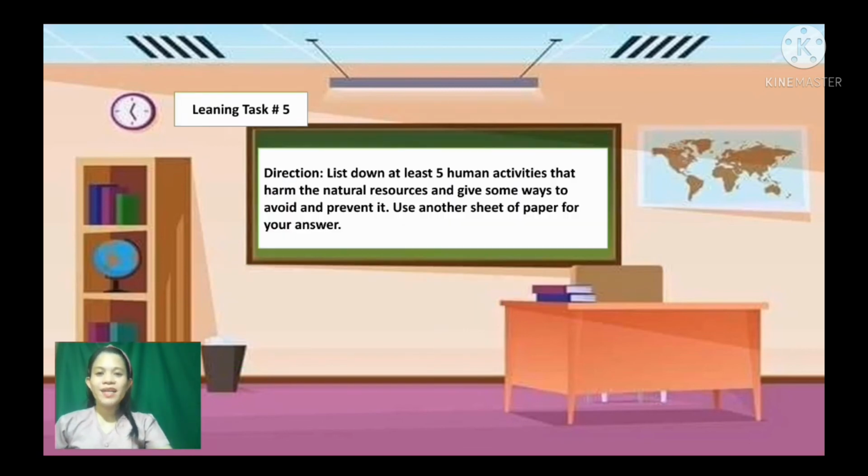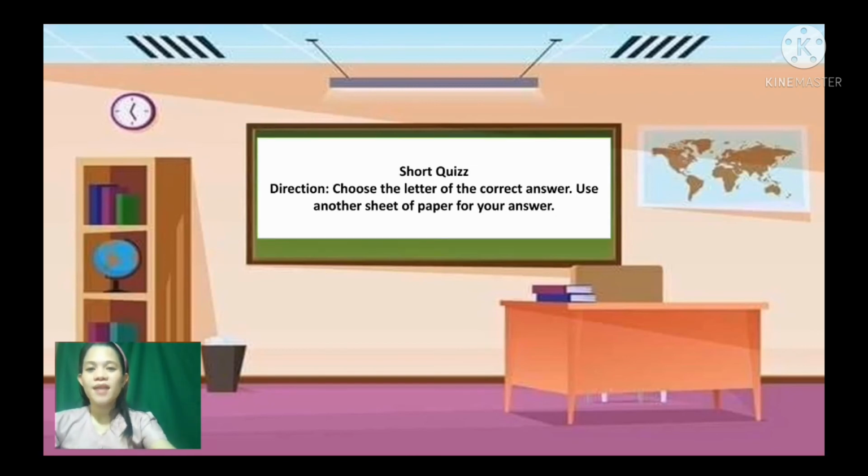Okay, and last, for learning task number 5, list down at least 5 human activities that harm the natural resources and give some ways to avoid and prevent it. So, you can use another sheet of paper for your answer. Okay, magbibigay lang kayo ng 5 na ginagawa ng mga tao na nakakasama sa ating natural resources. And nagbibigay din po kayo kung paano ito mapipigilan. Okay, at mapagbawalan yung mga ginagawa nila. Okay, next. Ayan, so sa last na po tayo.